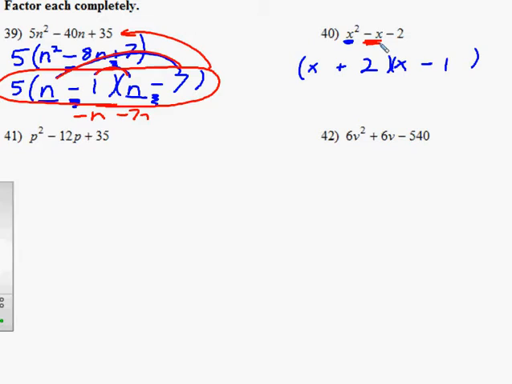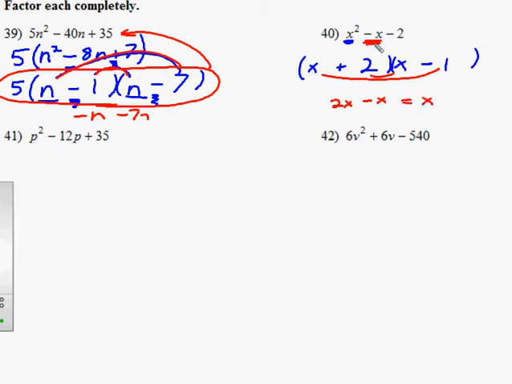So the way that we check the middle term is we multiply these 2 and multiply these 2 and combine them. So we're going to have 2x and a negative x, or minus x. And if we combine those, we get x.